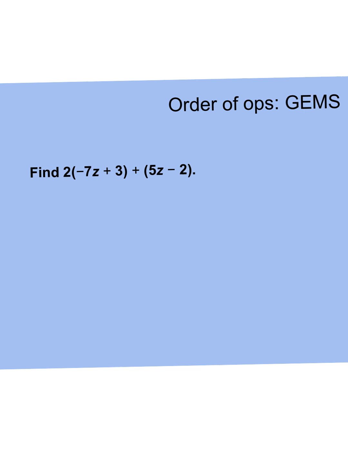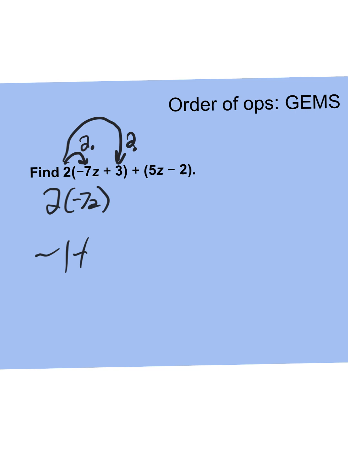And if you remember, this means we have 2 of these, we have 2 of those, and we have 2 of these. So it's like saying 2 multiplied to negative 7z, and 2 multiplied to negative 7z is negative 14z.